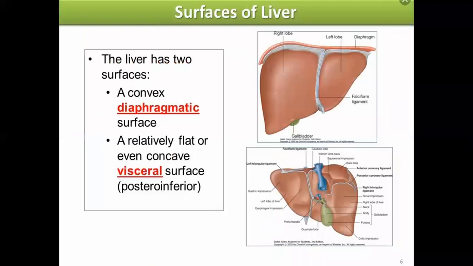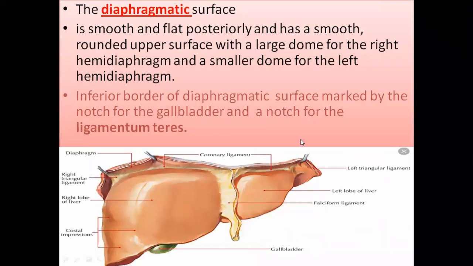Surfaces of the liver. We have two surfaces of the liver, the diaphragmatic surface and the visceral surface. The diaphragmatic surface is smooth and flat posteriorly and has a smooth rounded upper surface with a large dome for the right and a small dome for the left. The inferior border of the diaphragmatic surface is marked by the notch of the gallbladder and the notch for the ligamentum teres.